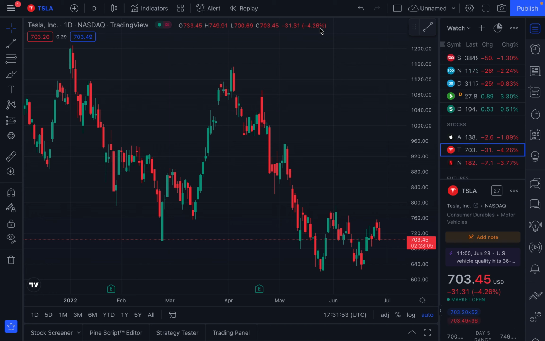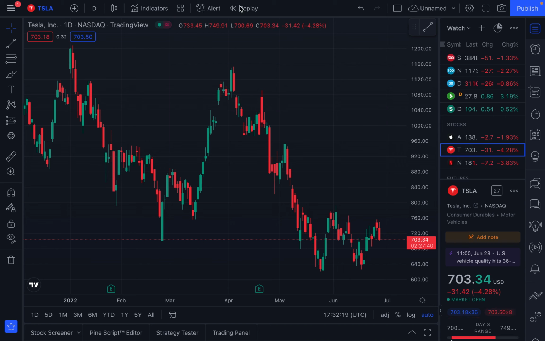RSI stands for Relative Strength Index, and it's a momentum indicator that evaluates overbought or oversold conditions by measuring the magnitude of recent price changes for various assets. So let's first take a look at where you find the RSI indicator here on TradingView and how you can add it to your chart.